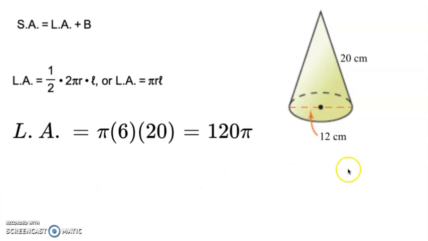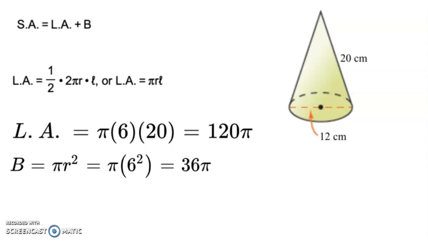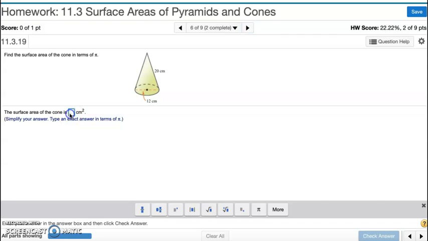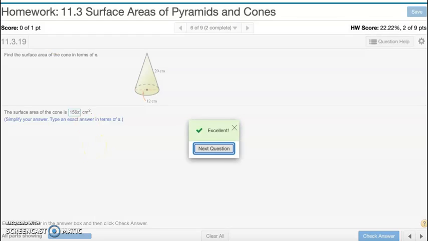For the area of a base, this is a circle, and the formula for the area of a circle is pi r squared. R is 6, so pi times 6 squared will be 36 pi. So now we add these two together for the surface area, and we get 156 pi, which is in units of centimeters squared. So let's type that in. So we type in 156 pi, and that's number 6.